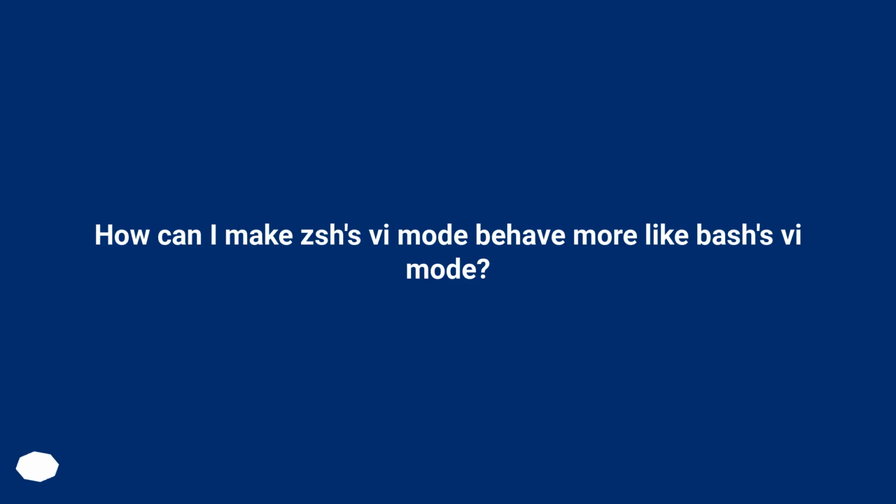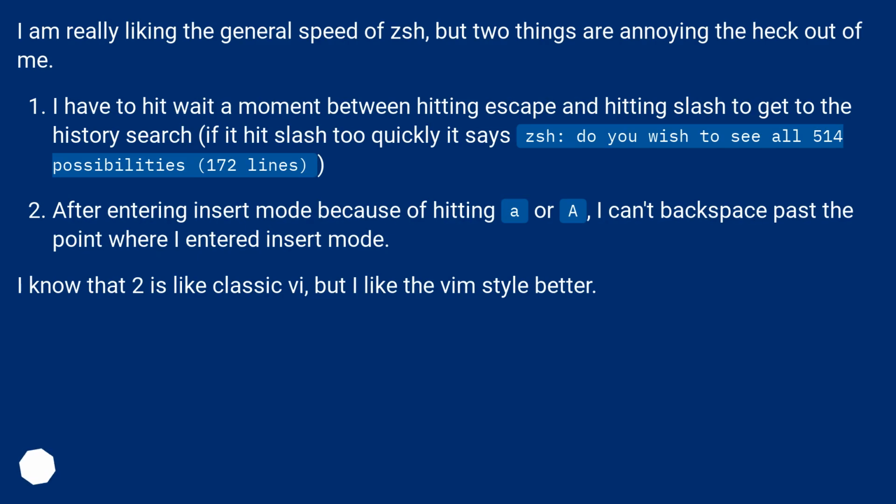How can I make ZSH's Vi mode behave more like Bash's Vi mode? I am really liking the general speed of ZSH, but two things are annoying the heck out of me. I have to wait a moment between hitting escape and hitting slash to get to the history search. If it hits slash too quickly it says, "zsh: do you wish to see all 514 possibilities, 172 lines?"